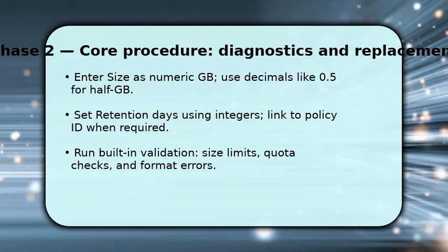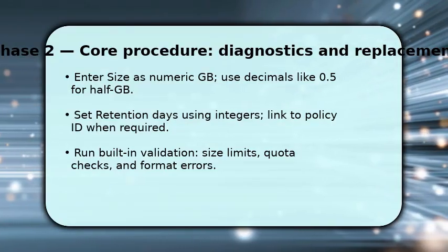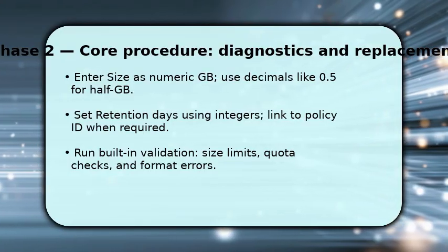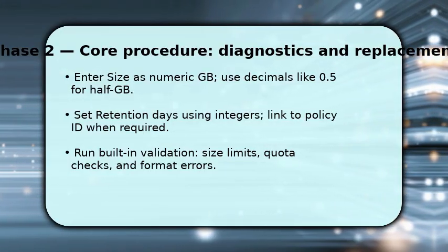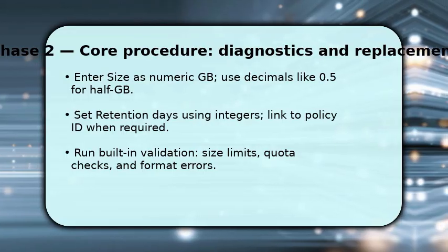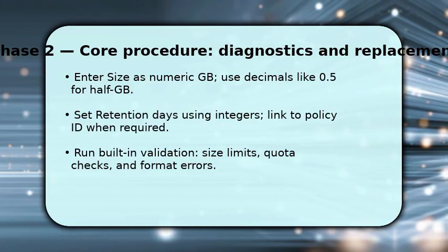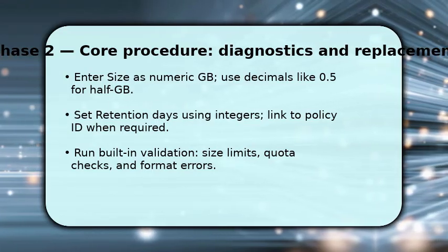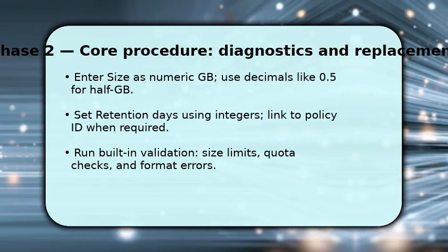You now populate the main fields and validate them in sequence to prevent rework. Start by entering size as a numeric GB value, use 0.5 for half a gigabyte. Then add retention days as an integer and attach the correct policy ID. This maps requests to lifecycle rules.